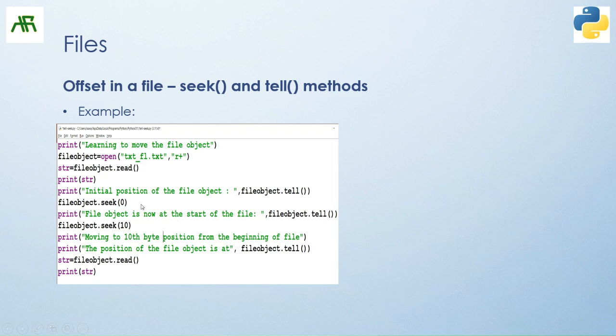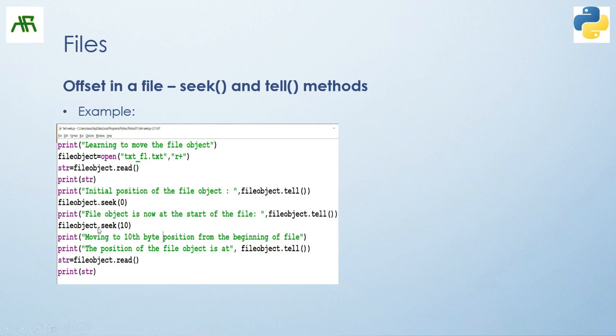Now I'm going to seek with the offset of 0, meaning I want to start from the beginning of the file. Wherever the current position is, I want to go to the beginning of the file. So the file object is now at the start of the file because I was seeking to position 0. So tell is going to give me the current position. That's the function of it.